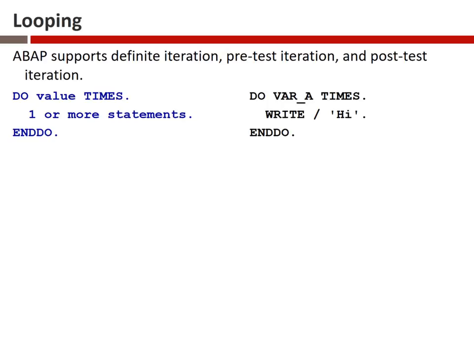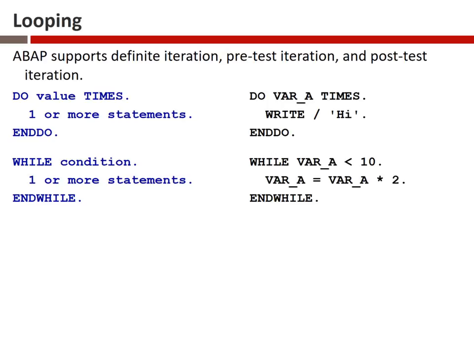The second kind of loop we have is a while loop. And you have undoubtedly seen this in other programming languages. A while loop begins with the keyword while. We have a condition that is stated. We have the body of the while loop. And then we have the statement end while that terminates this. So while var a is less than 10, var a equals var a times 2, end while.